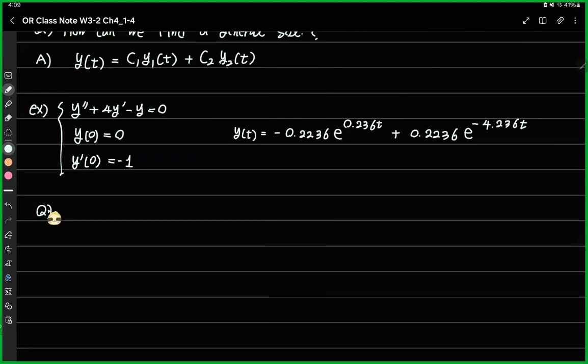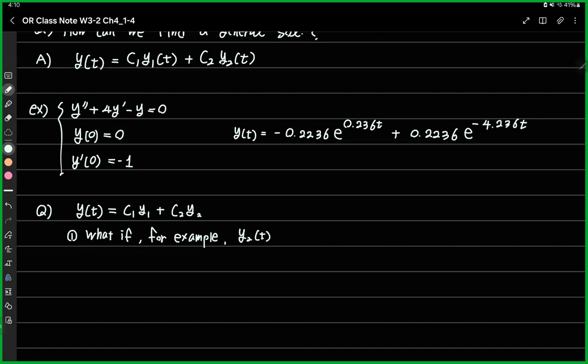So here's a question. We got the form of the general solution, c1 y1 plus c2 y2. But what if, for example, y2 of t is simply the identically 0 solution? I mean, either y1 or y2 is simply the 0 function, the 0 solution.